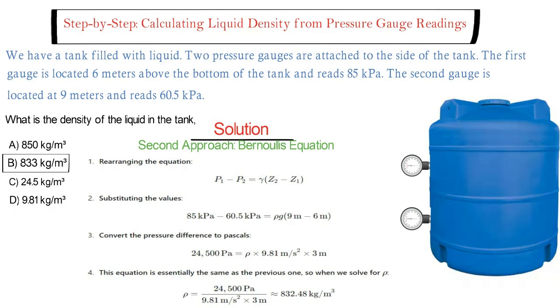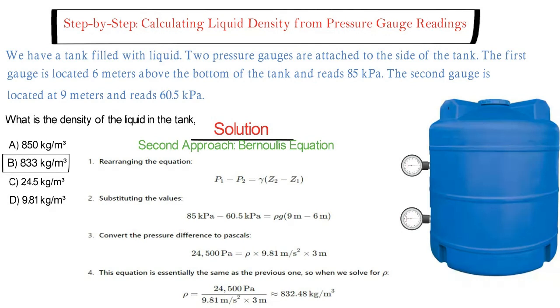832.48, which is the same answer that we arrived at before, approximately 833 kilogram per meter cubed. So even though we used Bernoulli's equation, we arrived at the same result.